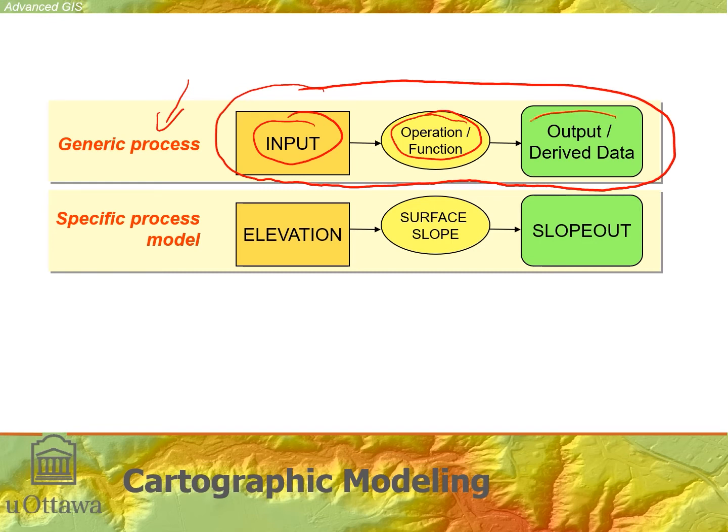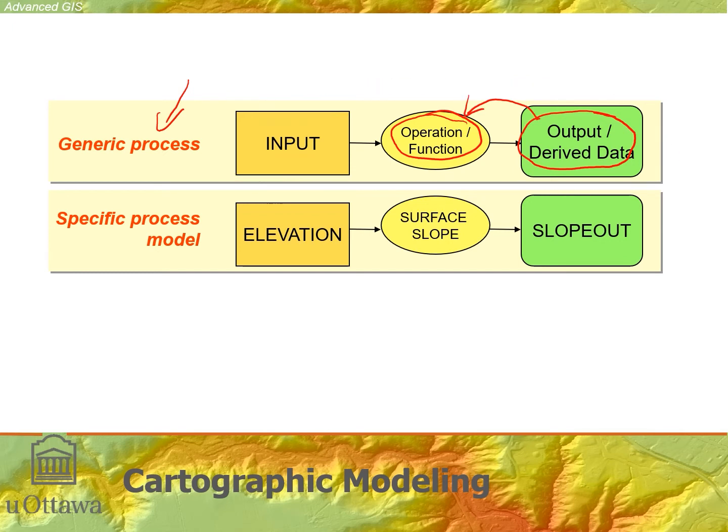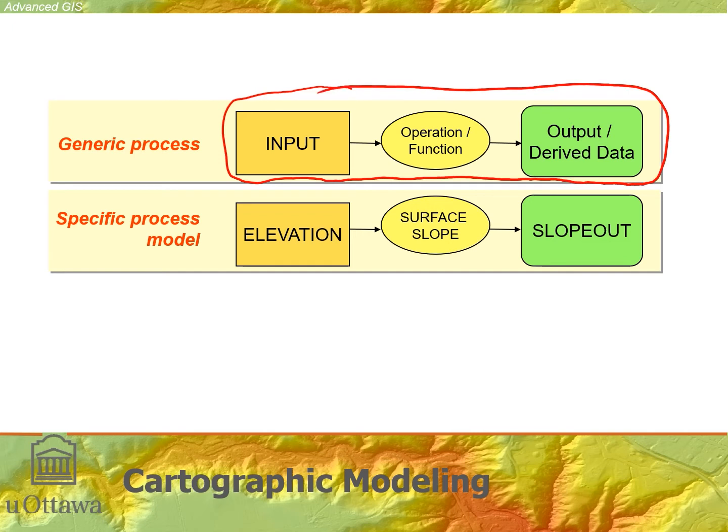And then we have an output that has changed the input values in some way based on the function in the middle. And that's just called generic here because it's not specifying a particular input layer or a particular function or anything particular about the output. But that is the basic atomic building block called a process in a cartographic model.